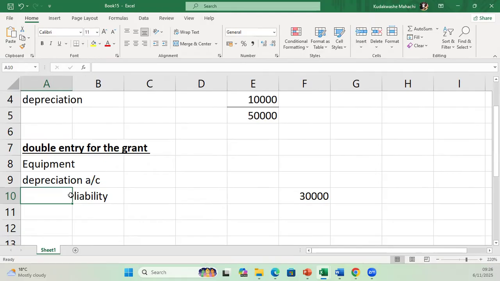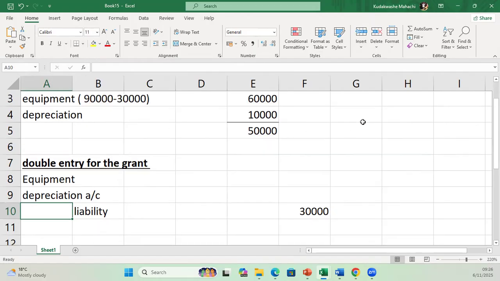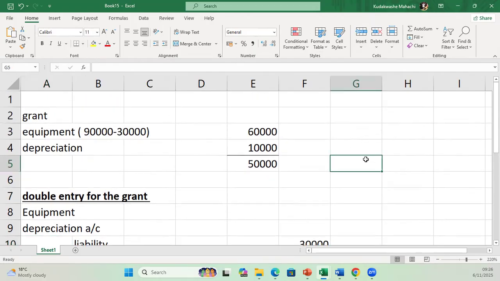So the value of our equipment should have been what? Provided we had not. So the equipment before the grant was supposed to be 90,000. Because remember, if the grant is to be repaid, treat it as if it was a loan. So we should have recorded our equipment at 90,000. If it is said we have to repay, treat it as if it was a loan.